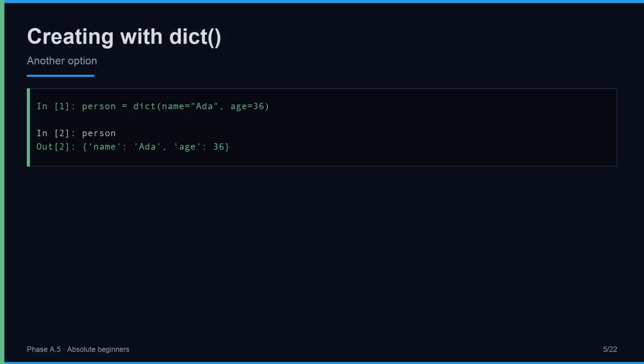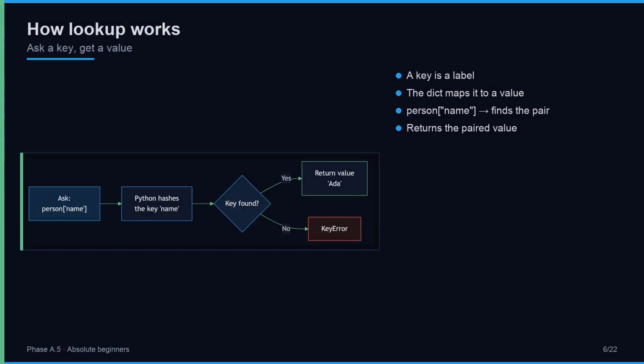You can also build a dictionary using the dict function. You pass keyword arguments, name equals Ada, age equals 36, and Python builds a dictionary from them. Notice the result looks the same as the literal version, string keys, the values you gave. The dict function is convenient when your keys are simple valid identifiers, but it does not work for keys with spaces or special characters. For those, use the curly brace form. Two ways to start.